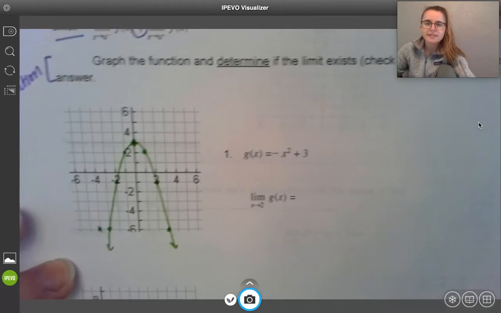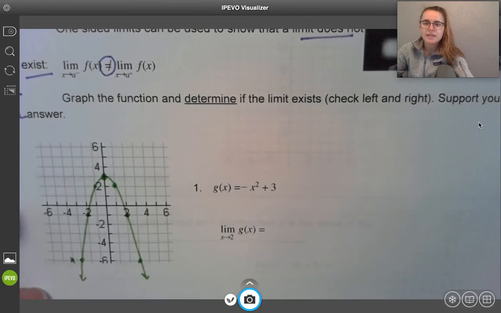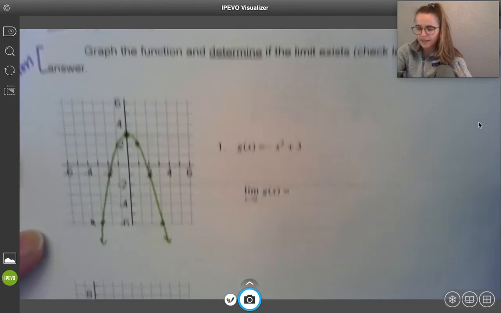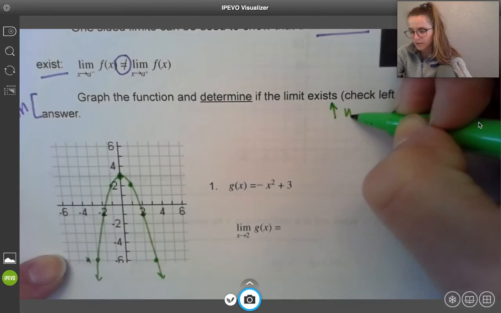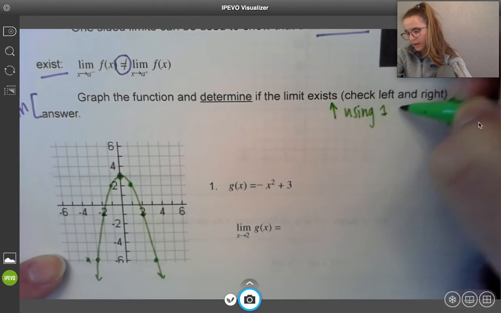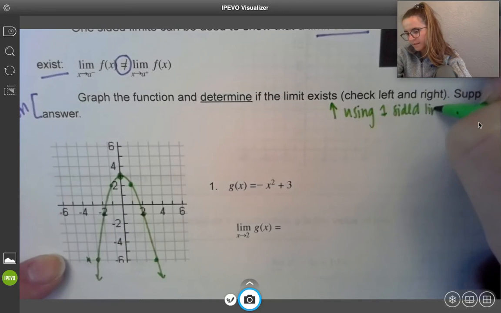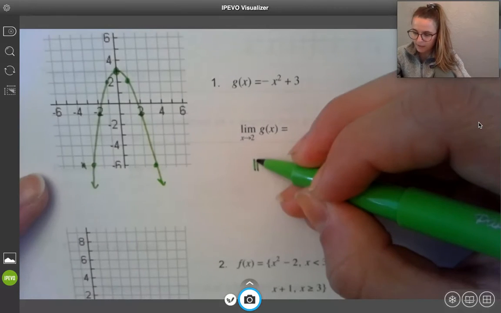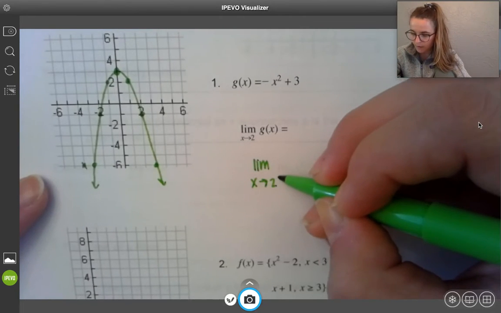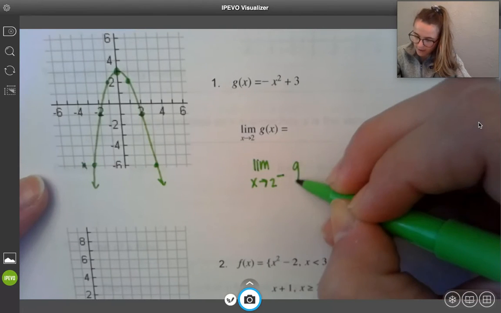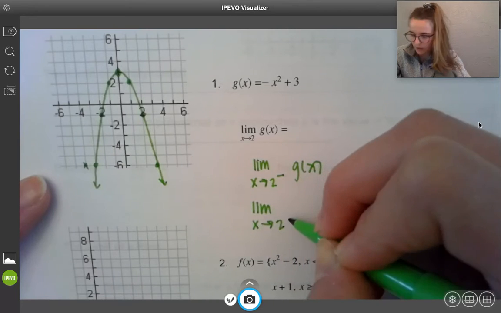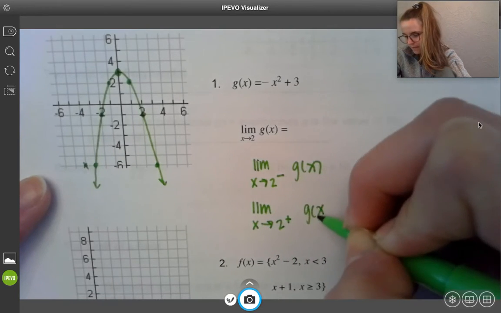However, in the directions it says using the left and the right. So we're using one-sided limits. It says graph and determine if the limit exists using one-sided limits. So I'm going to look at the limit as x approaches 2 from the left of g of x, and the limit as x approaches 2 from the right of g of x.